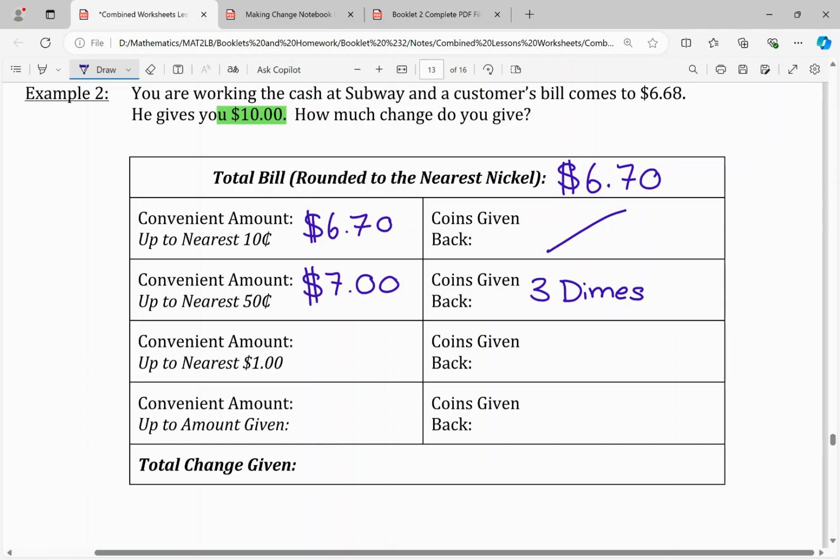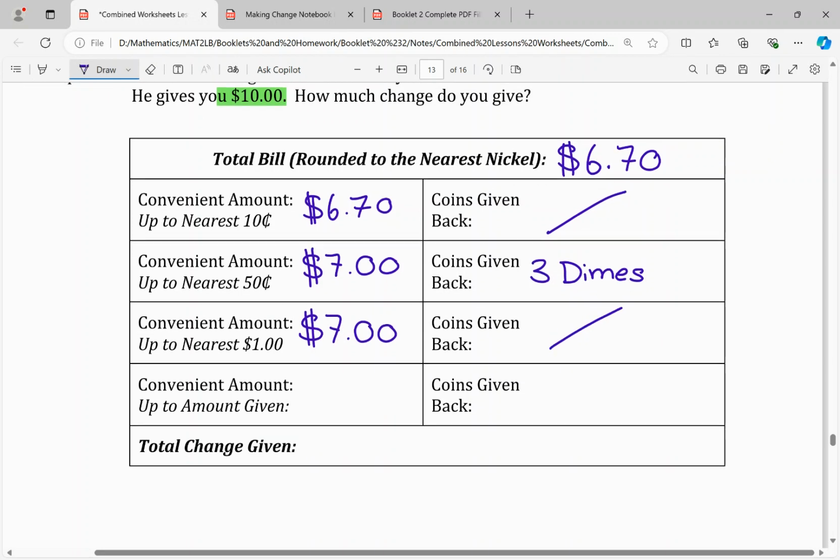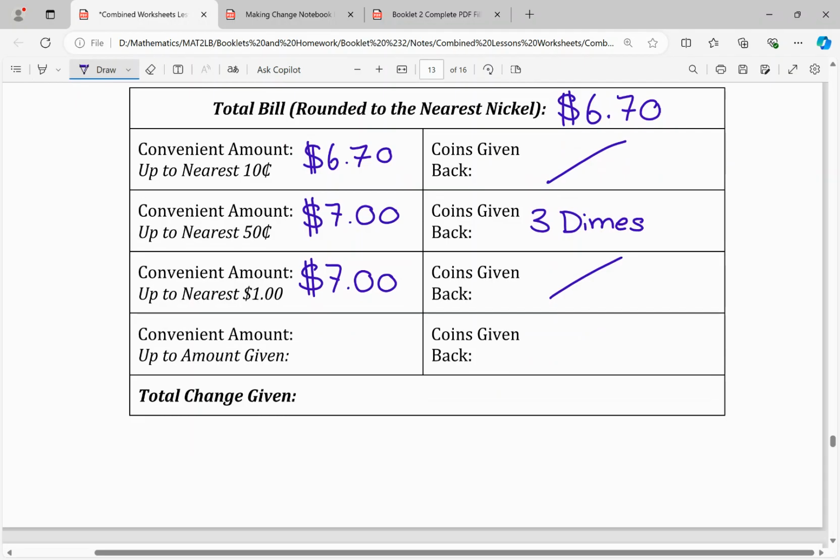Good, we're at $7. What is the nearest $1 amount? Well, $7 is already an increment of $1, so we don't need to fill in that row. Nothing changes. Finally, we're going to count up to our final amount. The amount given was $10. How do I get from $7 to $10? Well, I would need a toonie and I would need a loonie.